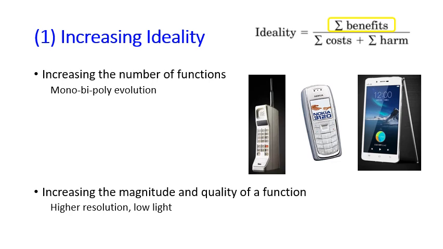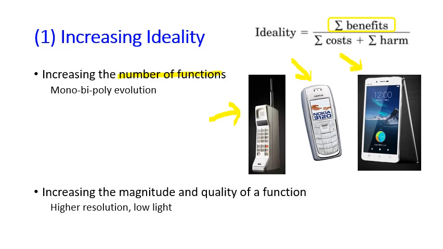So what can we do to increase the benefits? First, you may increase the number of functions. It is called mono, bi, and poly evolution. If you think about cell phones, at first they could only serve the function to call another phone number. And then they had more functions. You can send some text. And now they have poly function. It has a lot of functions in a smartphone. So it follows the mono, bi, and poly evolution.